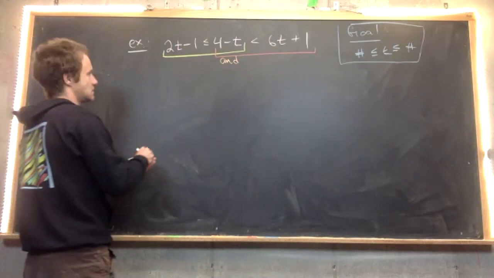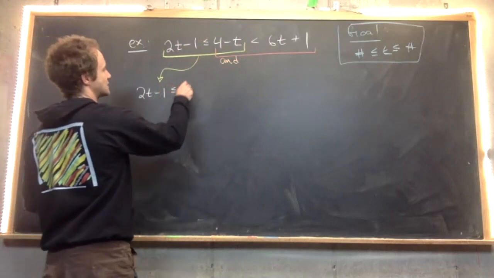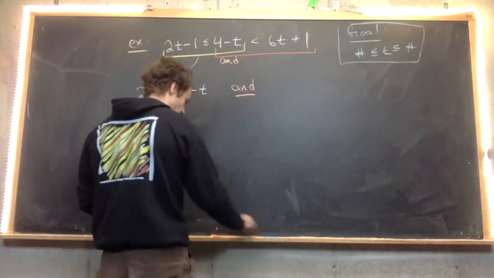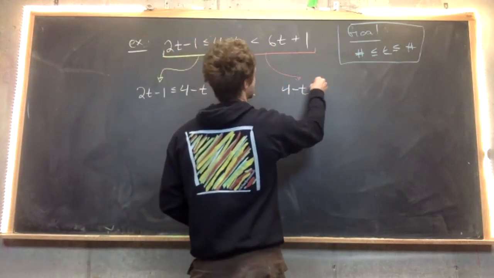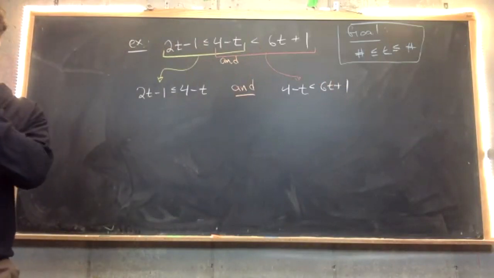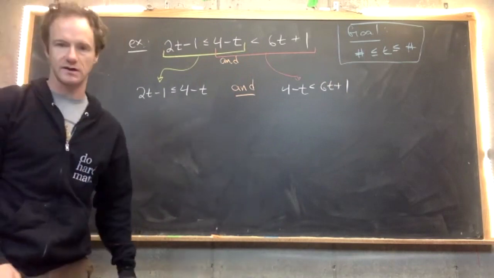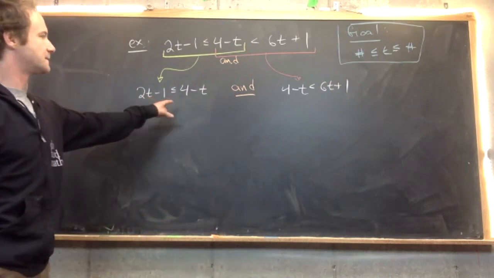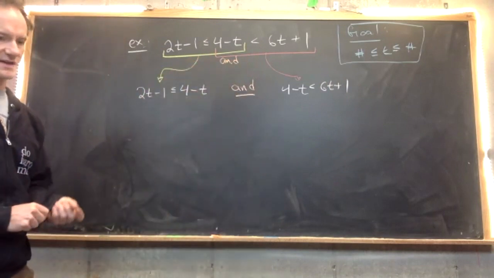So that's going to be 2t minus 1 is less than or equal to 4 minus t. And then we'll do this red one also. 4 minus t is less than 6t plus 1. So we have to investigate each of those inequalities separately. And then after we've fully investigated each of these inequalities separately, we can synthesize their solutions. But when we look at them separately, we just do the technique that we've done in the last day or two.